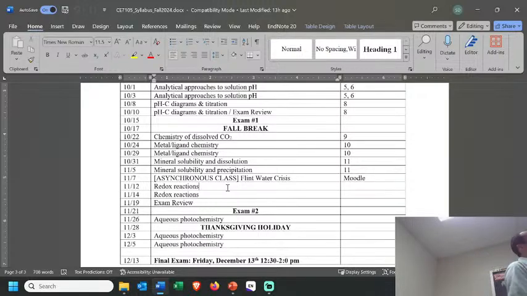Then I decided I wanted to cover redox chemistry as one of the core pieces before we get to exam 2. So we'll have some of that with the lectures next week, have exam review, and then I'm going to do some aqueous photochemistry, which will tie a little bit into my research as kind of an add-on that we're not going to be tested on. So that's kind of the plan at the moment.